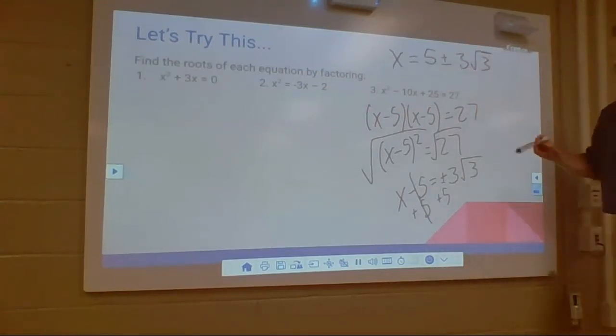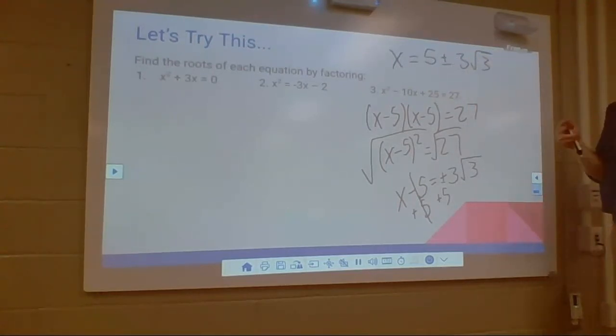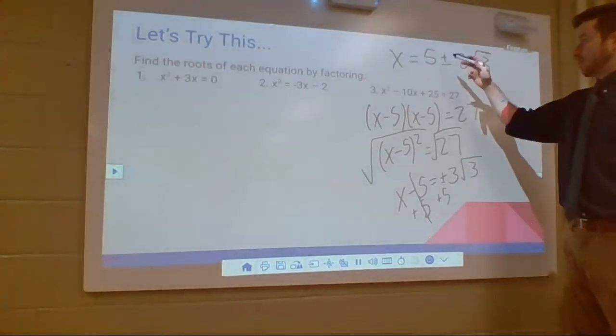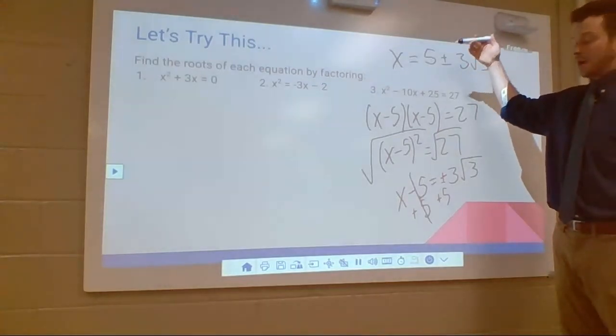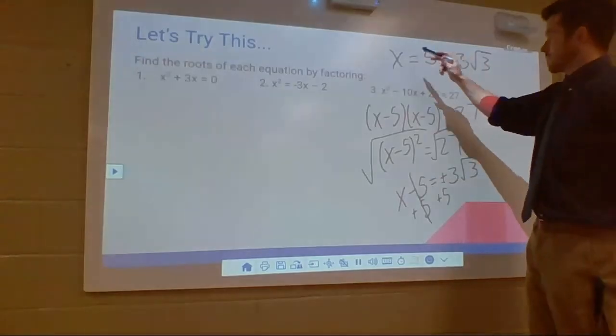That's two different answers. 5 plus 3 times the square root of 3 and 5 minus 3 times the square root of 3. Those are two different answers. You could put that in your calculator, 5 plus 3 times the square root of 3, and get a numerical value. And you can put 5 minus 3 times the square root of 3, and you get another number. Okay, so that's two solutions.